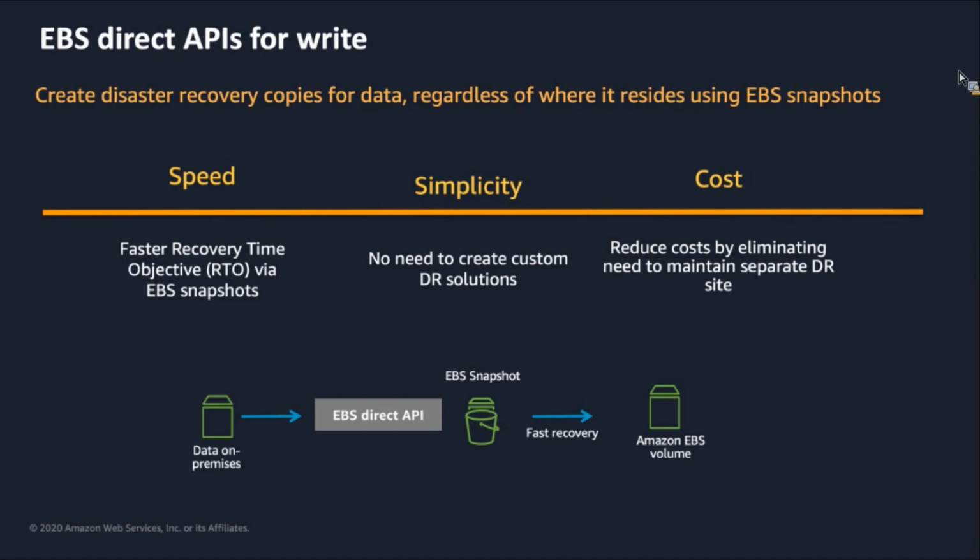So EBS Direct API for write allows you to get faster recoveries, it simplifies the DR workflow, and it saves costs because you use less AWS resources for a less amount of time, reducing your AWS usage cost.